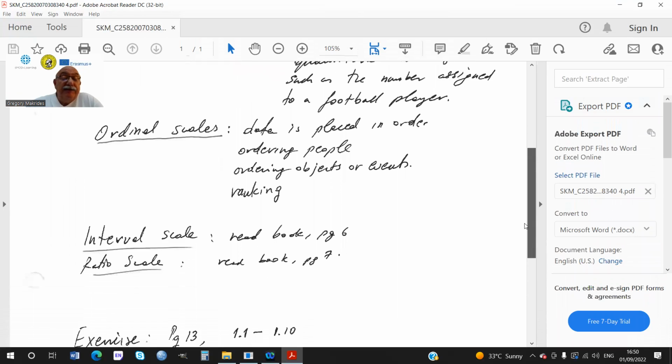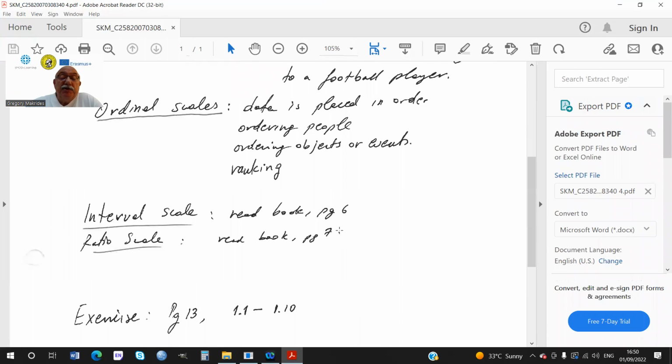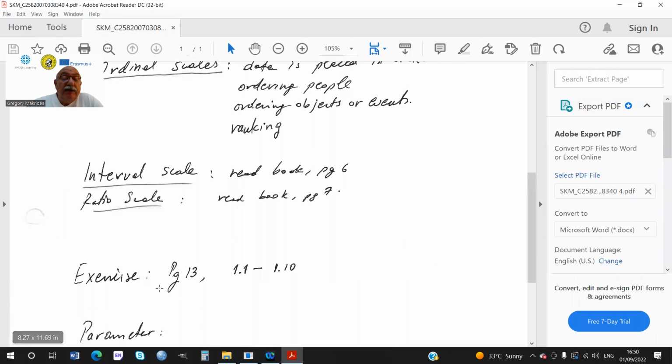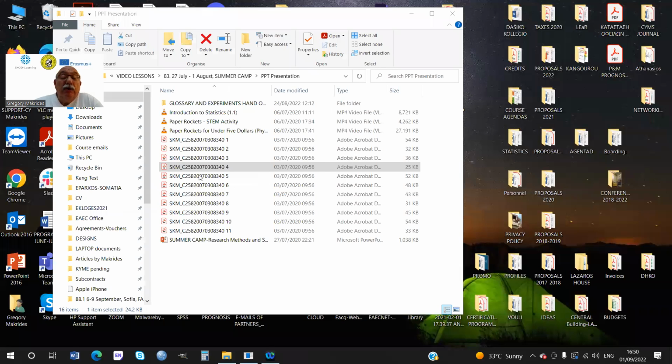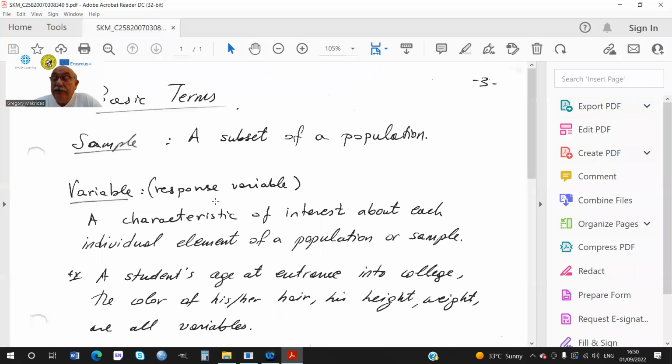That's ordinal scales. I suggest you go to pages 6 and 7 in your book and read about interval scale and ratio scale. You should know and try these exercises before you go to video lesson 2. Let me go to the next set of slides.